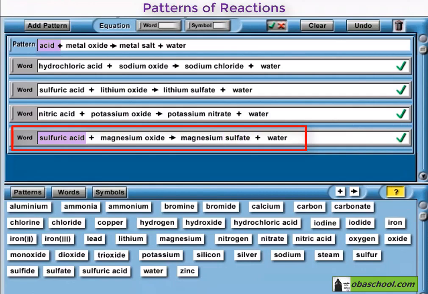Sulfuric acid with magnesium oxide produces a metal salt. This metal salt is made up from a metal bit and an acid bit. The acid bit is sulfate, and the metal bit is magnesium, and it comes from the metal oxide in the reactants. The second product is water. Water is one of the products in this pattern.